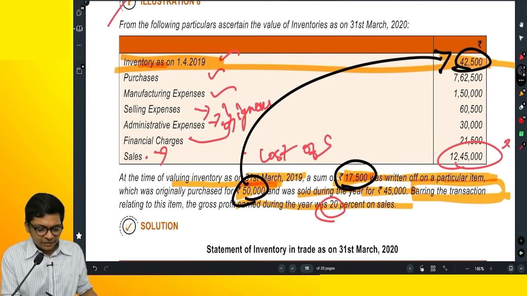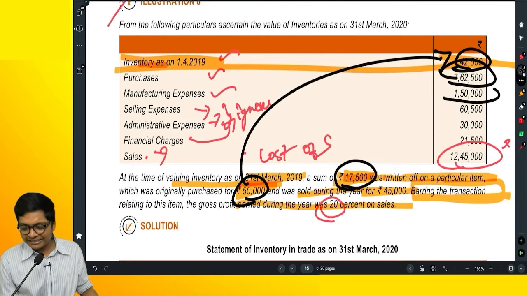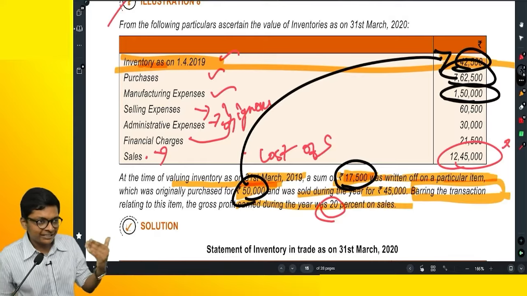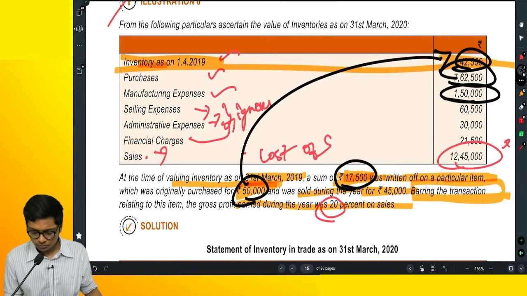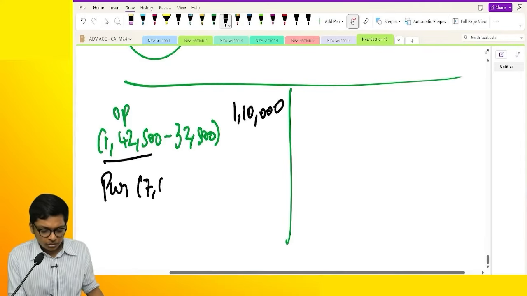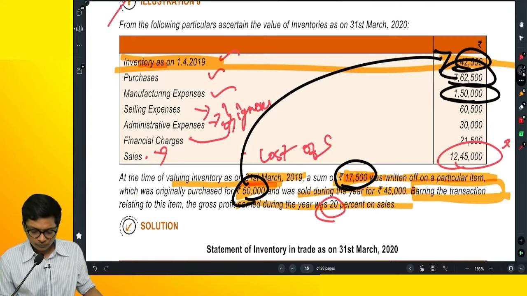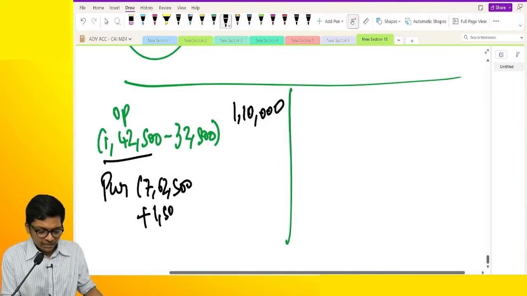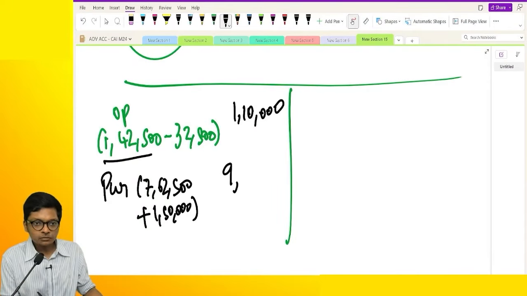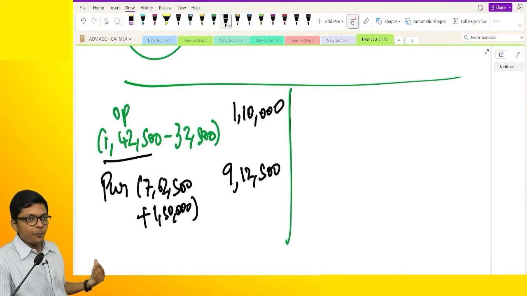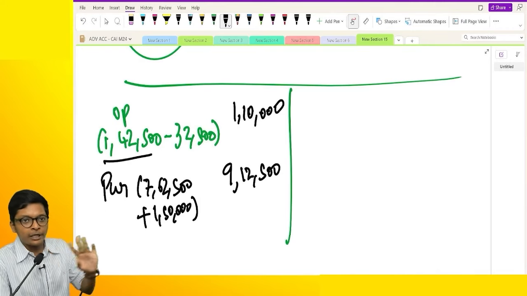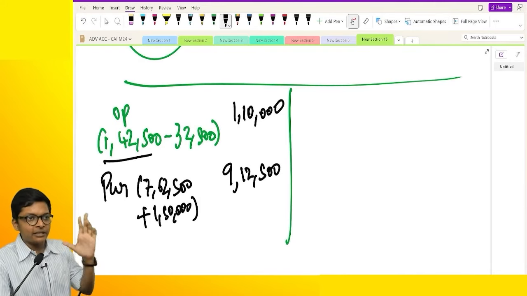So my purchase will be 7,62,500 plus 1,50,000, the total cost of goods, direct expense and purchase. How much does it come to? 9,12,500. Now I have written the opening stock perfectly. After removing the anomaly, there is nothing in purchase, so I wrote it as it is.